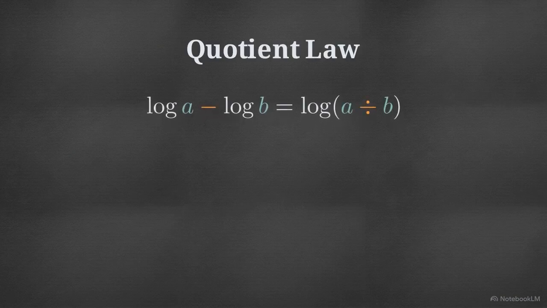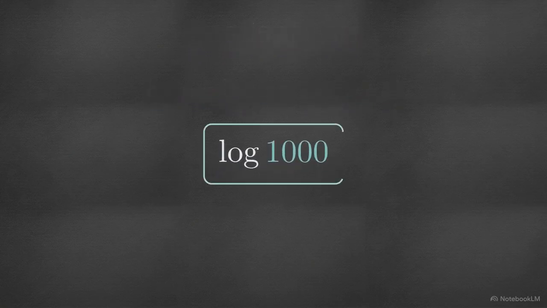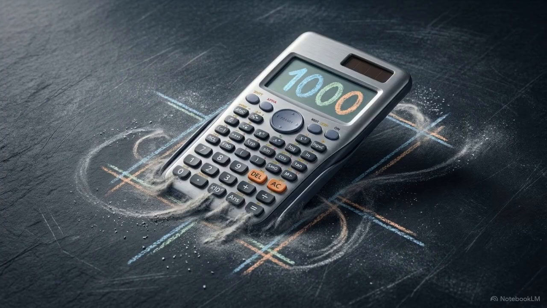To handle this, we bring in our third tool, the quotient law. When logs are subtracted, the law requires us to divide the numbers inside. Applying this to our equation, log 2,000 minus log 2 merges into a single logarithm of 2,000 divided by 2. 2,000 divided by 2 is 1,000. The long equation we started with has now been entirely reduced to just log 1,000. Just as addition turned into multiplication, subtraction turns into division, neatly stripping away the last layers of complexity.